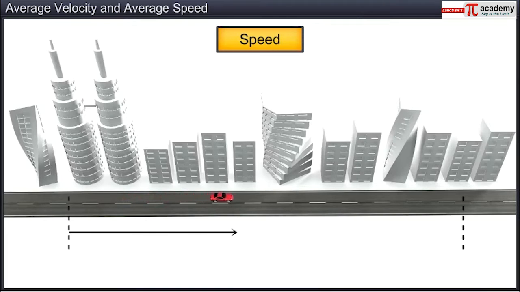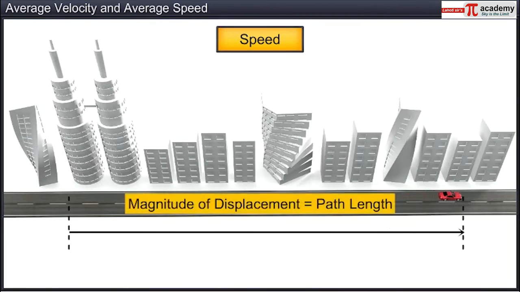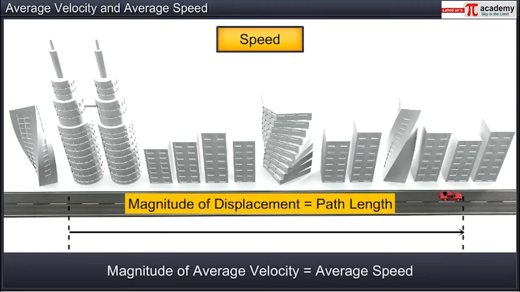When a body moves in a straight line in the same direction throughout its motion, the magnitude of the displacement is equal to the total path length. In such a case, the magnitude of the average velocity is equal to the average speed.